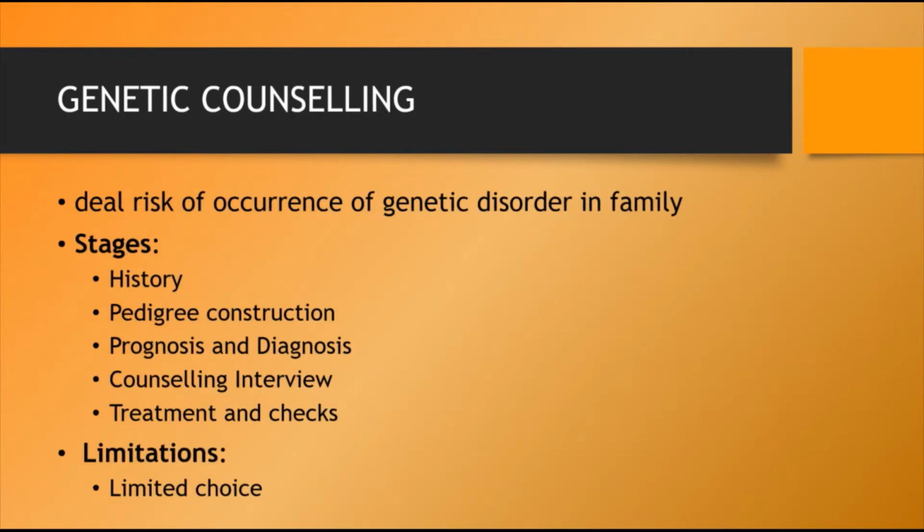Okay. The third one is genetic counseling. Now, this technique is observed as a process which deals with the human problems that are associated with the risk of occurrence of genetic disorder in the family. Okay, so how is it done again? There are different stages of this process.